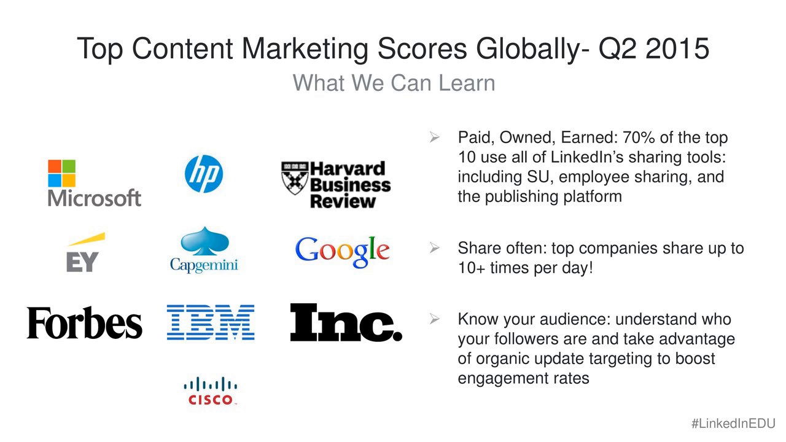These 9 or 10 companies have the highest content marketing scores on LinkedIn, and the reason is that 70% of all top 10 use all of LinkedIn's sharing tools. Some of those include sponsored updates, employee sharing, and the publishing platform, which is continuing to evolve as we speak. They share often. Top companies share up to 10 times per day. Now we realize that isn't realistic for every single advertiser, but you get the gist: they're investing more effort and more time into their content marketing strategy in order to drive more results.